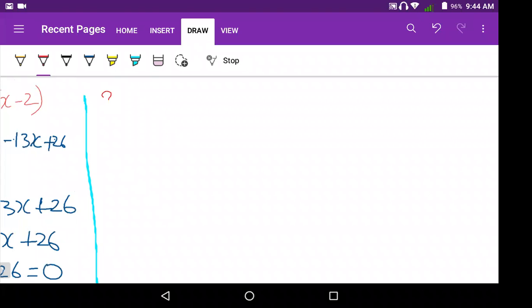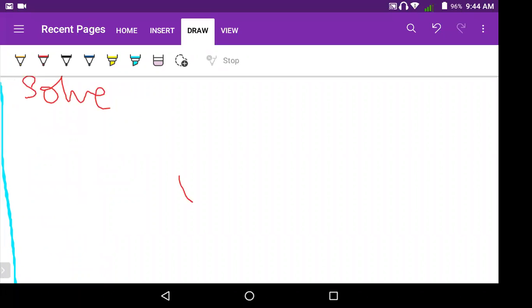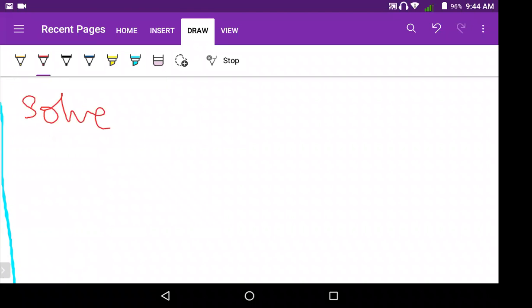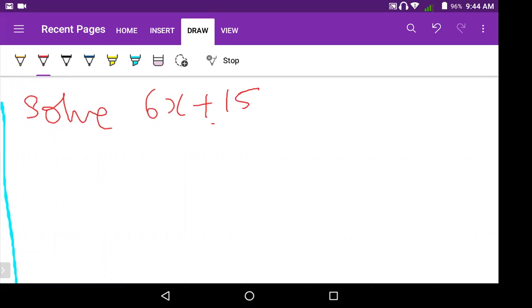So solve 6x plus 15 by x is equal to 19. Okay, 6x plus 15 by x is equal to 19. Now, here we have to simplify the given expression and form the equation so that we will be able to derive the equation and solve using the formula method. Okay, that is what we are going to do throughout this expression.